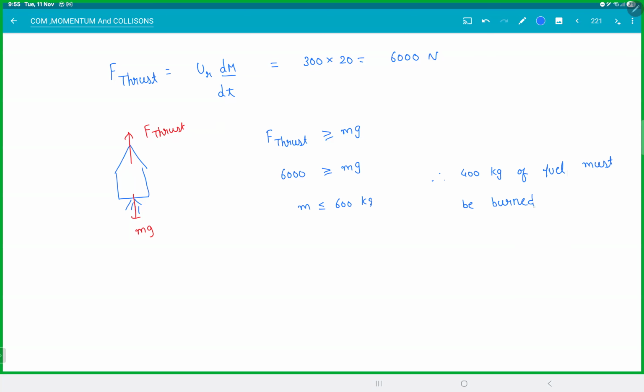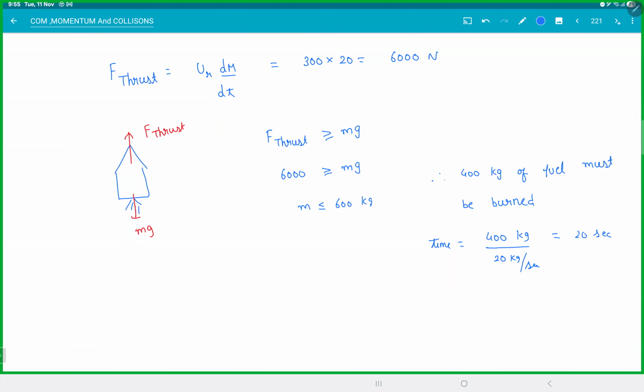And how much fuel are you burning every second? 20 kgs per second. So therefore, the time will be, you need to burn 400 kgs of fuel and you're burning 20 kgs every second. So it will take 20 seconds for the rocket to lift off. Are you clear? So you overloaded the rocket. The rocket won't lift off until you burn off 400 kgs of fuel.